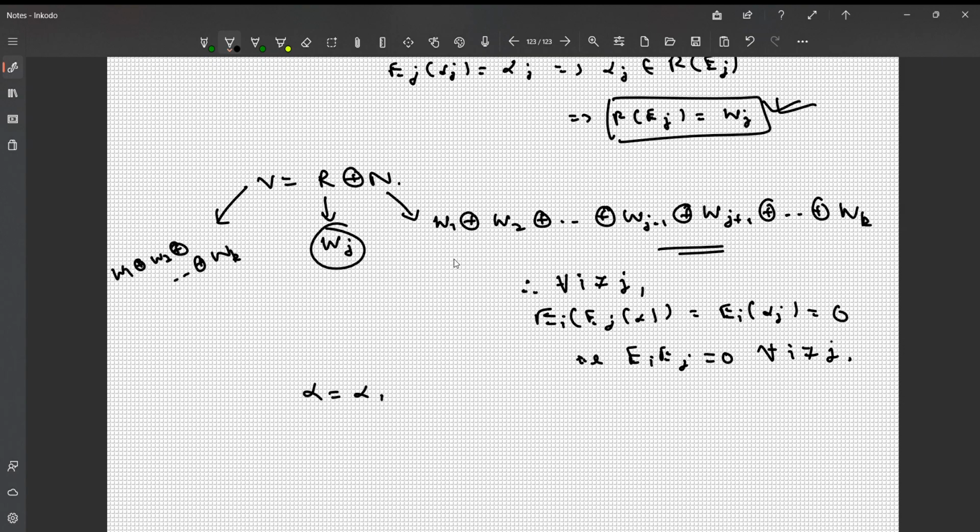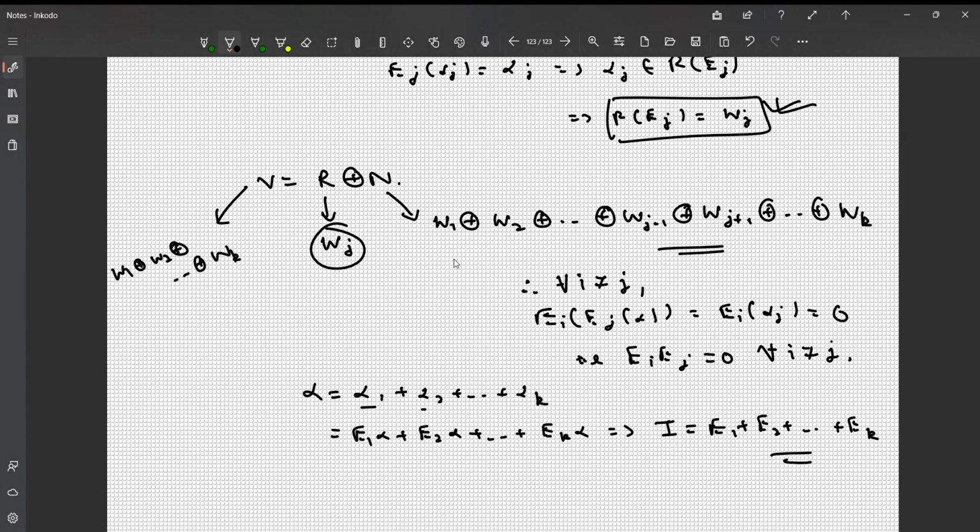Now we had alpha written as alpha 1 plus alpha 2 till alpha k, but each of these components alpha 1, alpha 2 can be written as e1 of alpha plus e2 of alpha, because ei of alpha is alpha i. So e1 of alpha plus e2 of alpha and so on till ek of alpha, right? But this implies the identity operator, because I of alpha is alpha itself. So the identity operator is the sum of all these operators till ek.